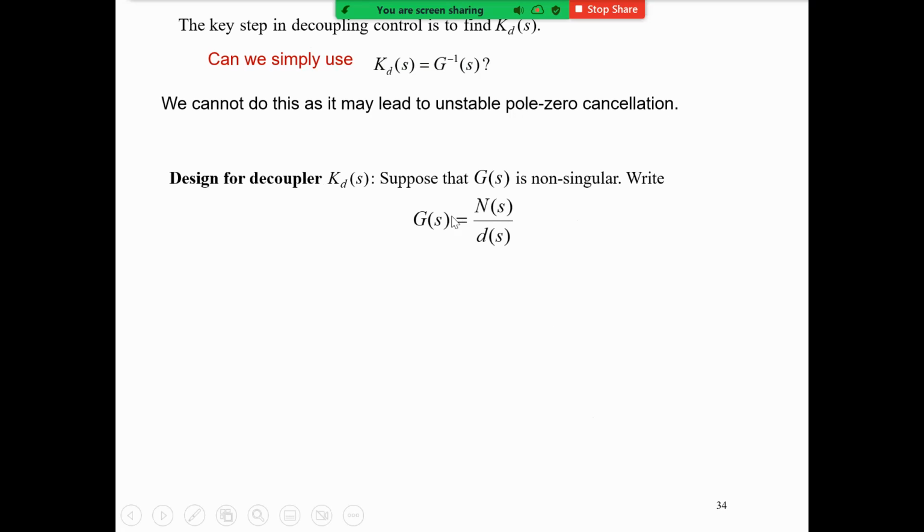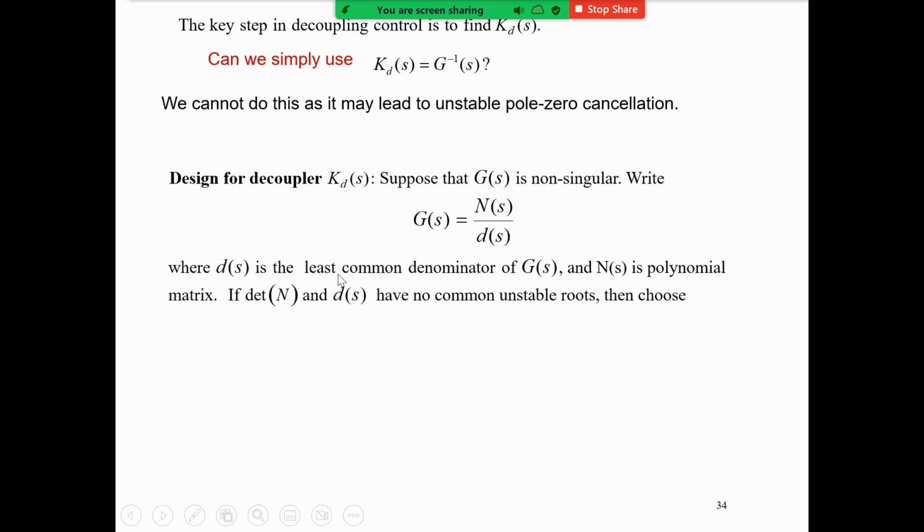Okay, in this way, we try to write the transfer function into a numerator part and the denominator part. We take out those denominators. So we write this G as N over a denominator D. We take out this common denominator. We say that D is the least common denominator. We take it out such that this matrix N will be a matrix with all the elements being polynomials that do not have any denominators. That will simplify the calculation.